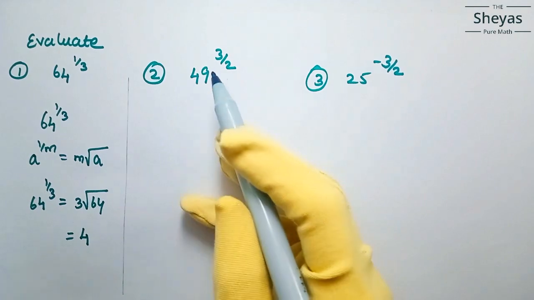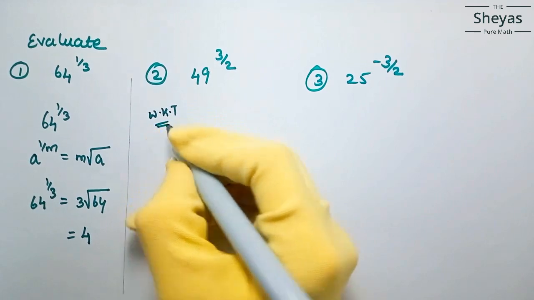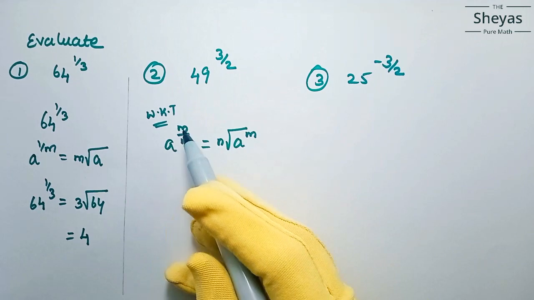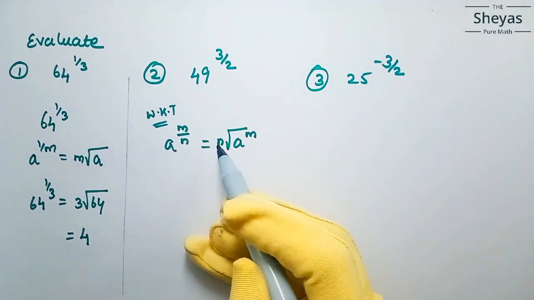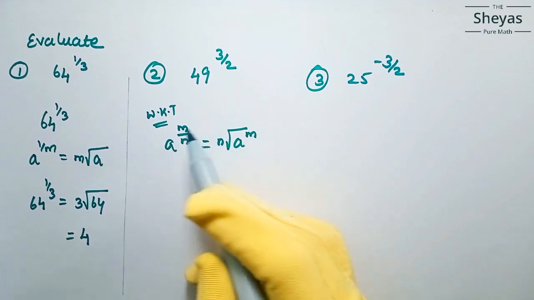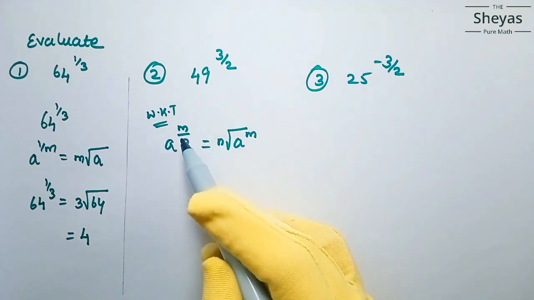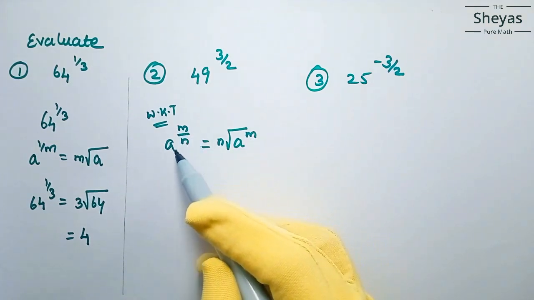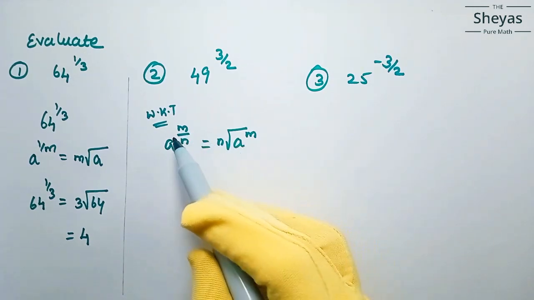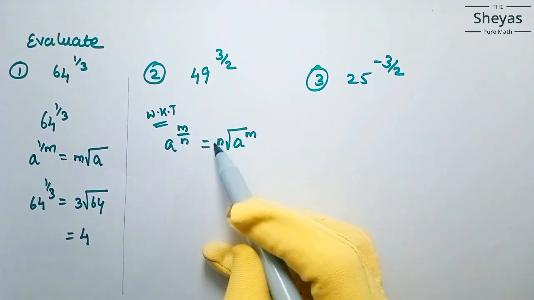So the next problem is 49 the whole power 3 by 2. So what is the law we know? What is the law of indices? In law of index we have learnt a power m by n can be written as nth root of a power m. So what is in the denominator? That we have to write as root. The rest, that is what is in the numerator, that we write as the power. So here I have taken a power m by n, and that can be written as nth root of a power m.